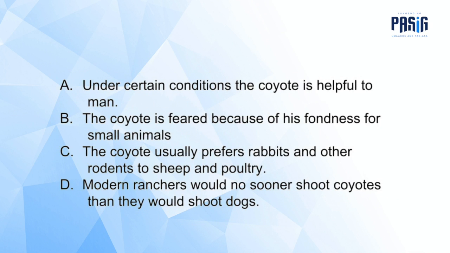Which sentence states the main idea? Letter A. Under certain conditions the coyote is helpful to man. Letter B. The coyote is feared because of his fondness for small animals. Letter C. The coyote usually prefers rabbits and other rodents to sheep and poultry. Or letter D. Modern ranchers would no sooner shoot coyotes than they would shoot dogs.